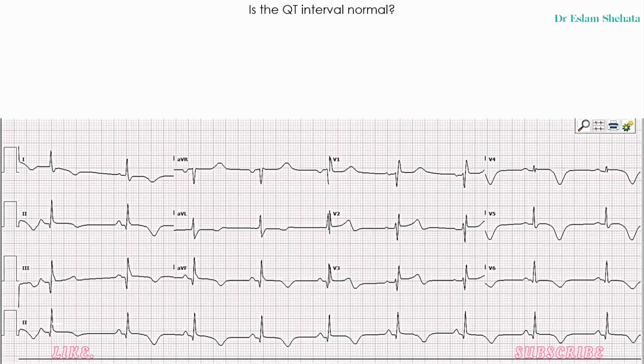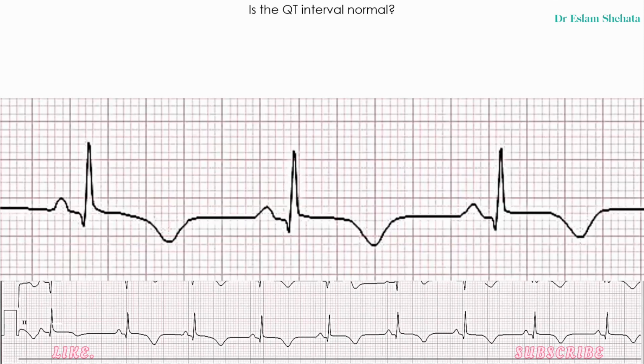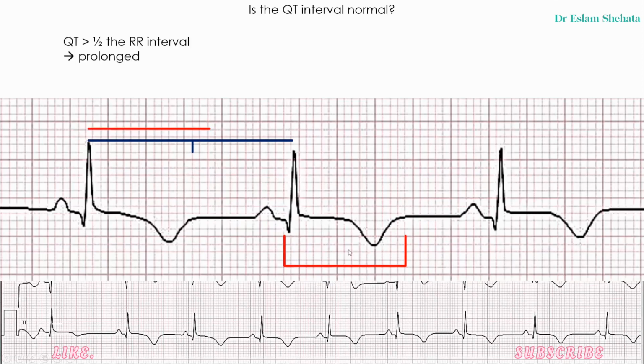Alright, so what is the QT interval in this ECG, and is it abnormal? Well, I've blown it up for you. So again, to get us out of doing some square roots, we're going to compare the QT interval with the RR interval. There they are highlighted here. And if the QT interval, as it is in this case, is longer than half the RR interval, then that's probably abnormal. And in this case it is abnormal.